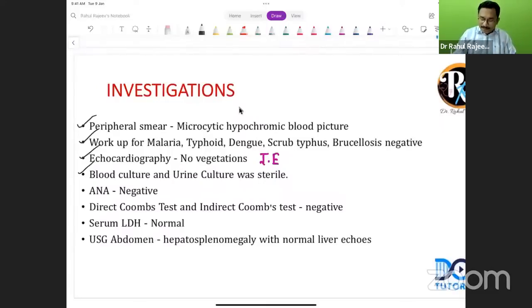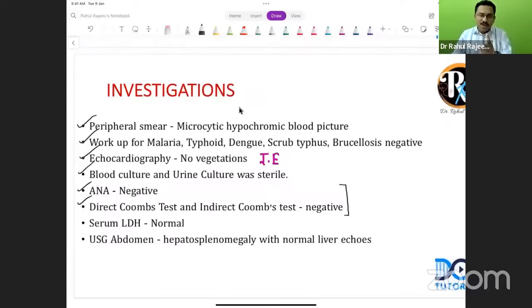ANA and direct Coombs test, indirect Coombs test, especially important in the clinical suspicion of a connective tissue disease. Well, it's a 50-year-old male, so I'm not seriously suspecting a connective tissue disease because they are more common in females. So the ANA, yes, you can have connective tissue disease presenting with prolonged fever. That can happen. We have had cases of SLE presenting with prolonged fever, nothing else. Okay, serum LDH is normal.